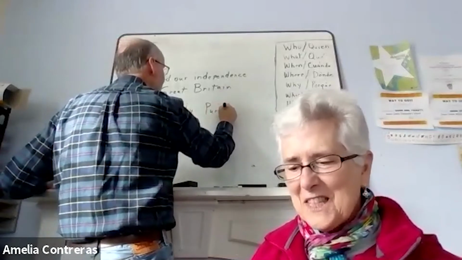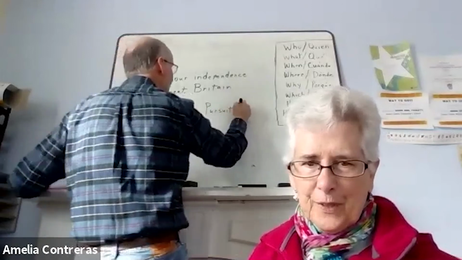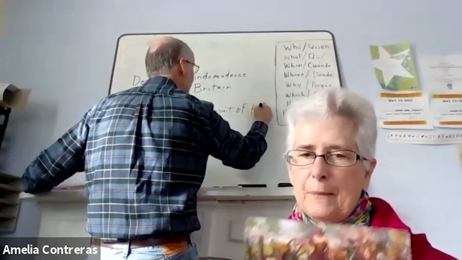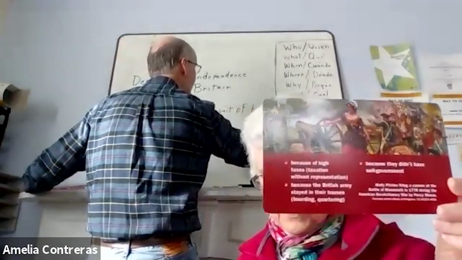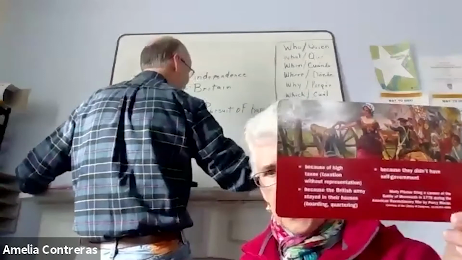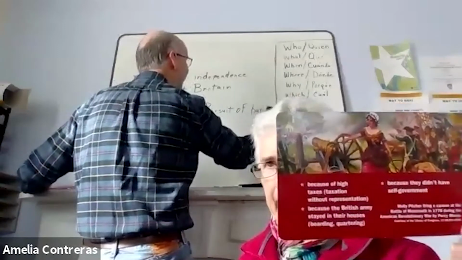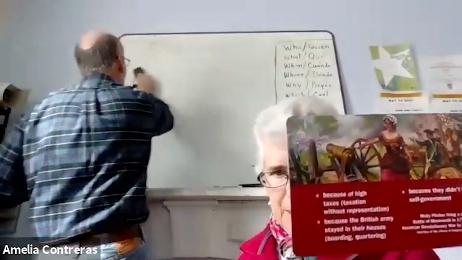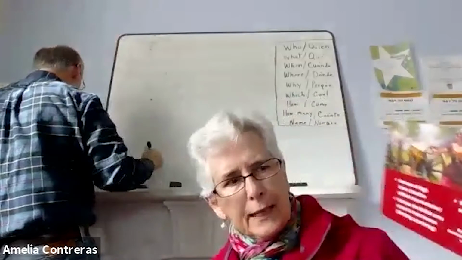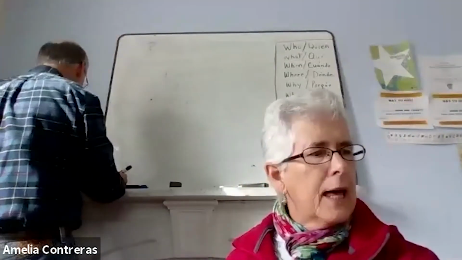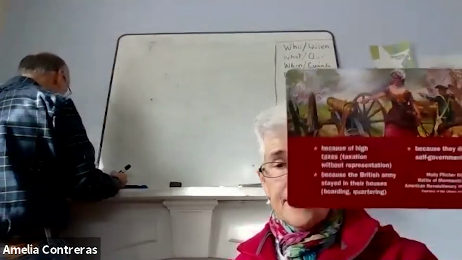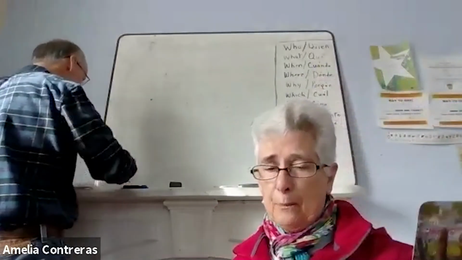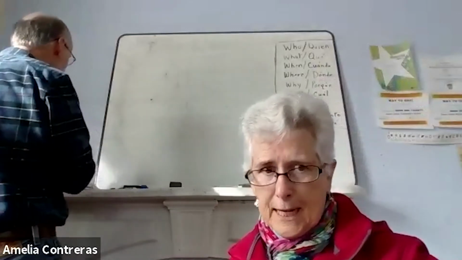Why did the colonists fight the British? So why did we even start the Revolutionary War? Mainly it was because of high taxes, but there were other reasons too. They also did not like the soldiers coming in and staying in their houses, probably taking all the best beds too. And they didn't have any say in anything. They didn't have self-government. So those are the reasons. You don't have to say one of them, okay? Usually people say high taxes.